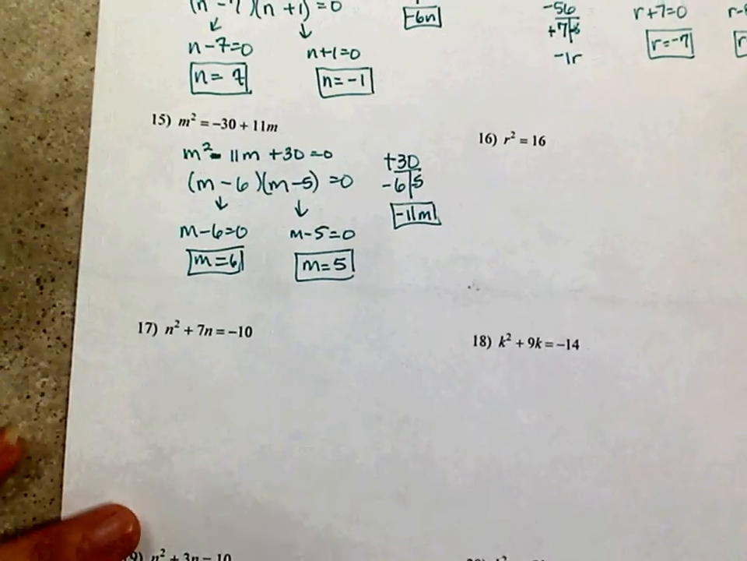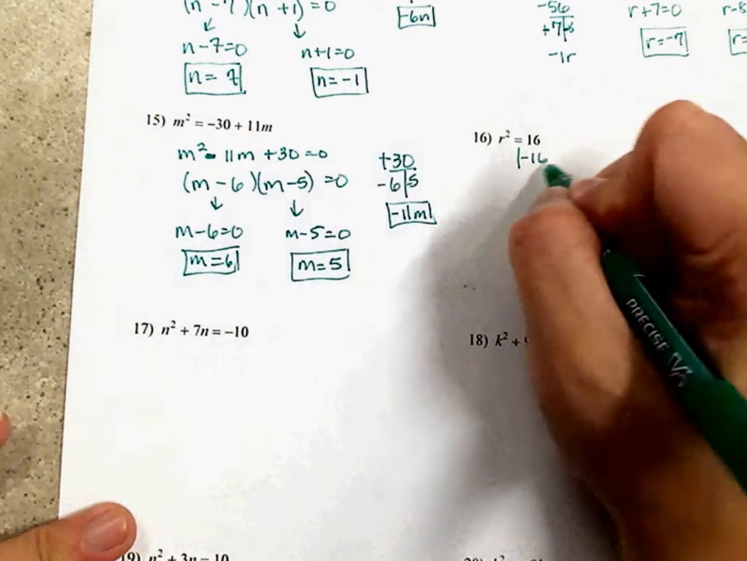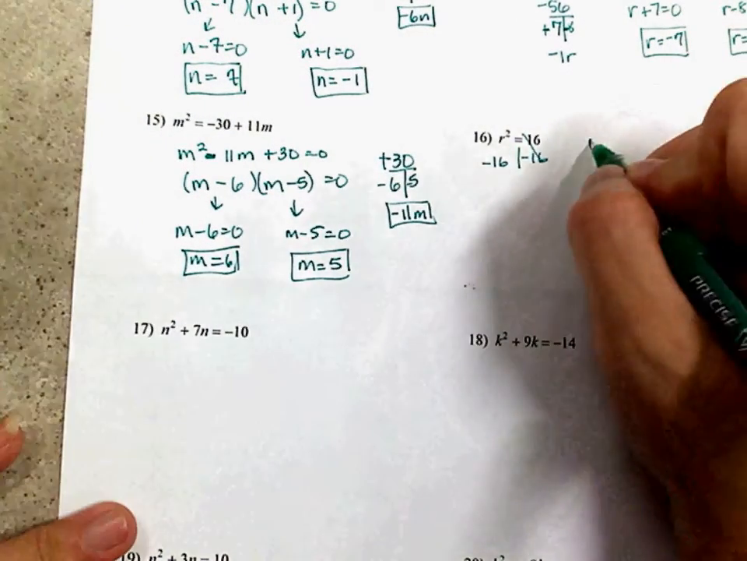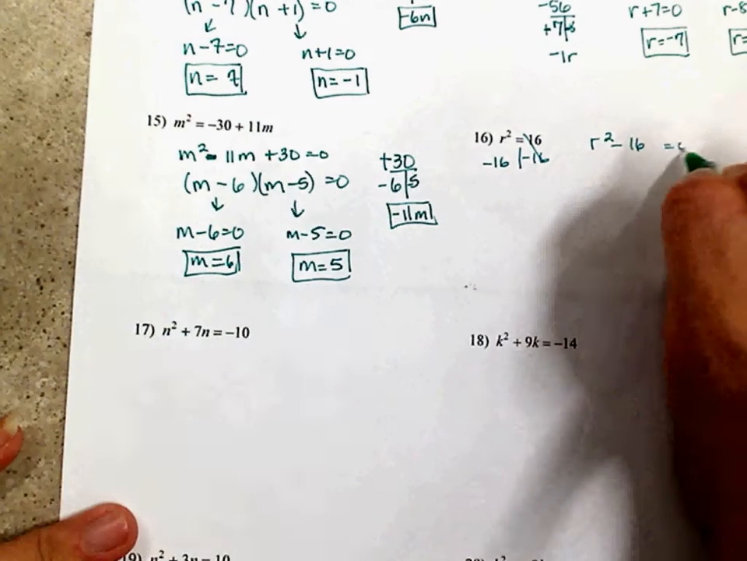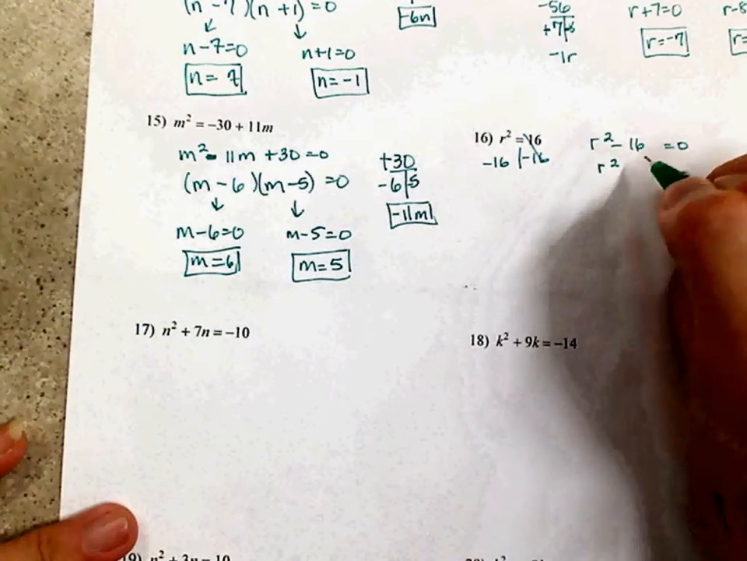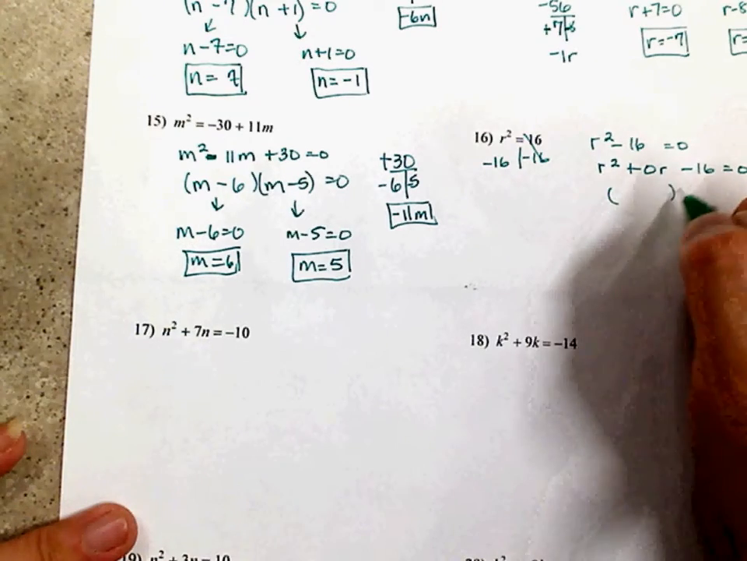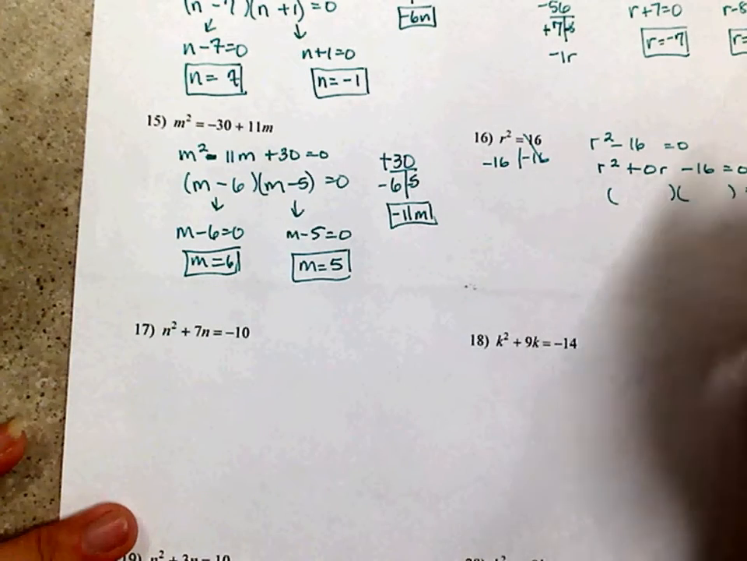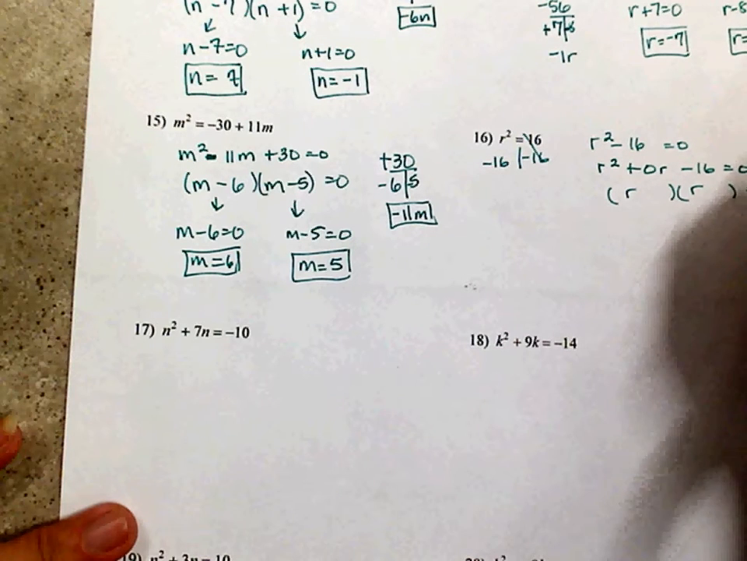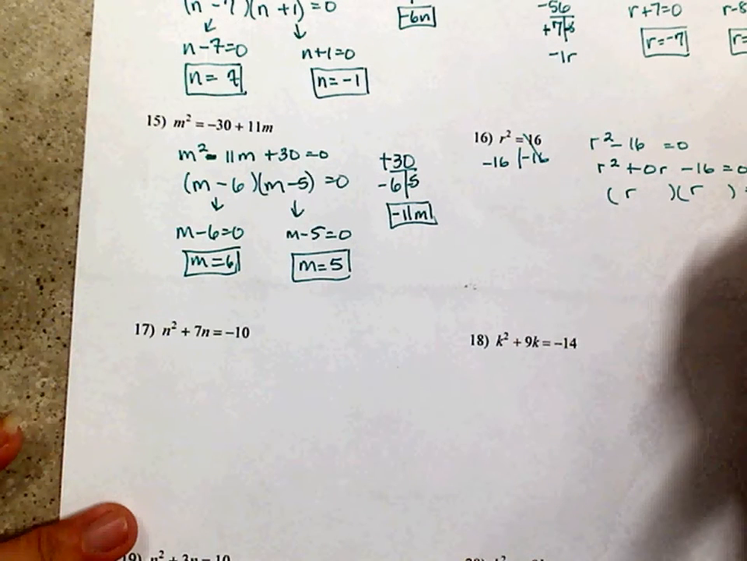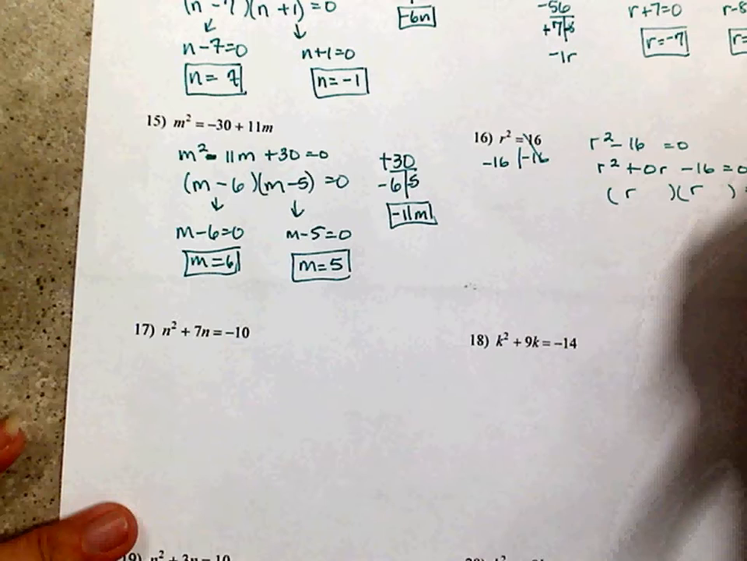Number 16. Minus 16, minus 16. So you have r squared minus 16 equals 0. This is the same as r squared plus 0r minus 16 is equal to 0. Two sets of parentheses, r and r. Negative 16 to get 0r. So negative 4 plus 4.